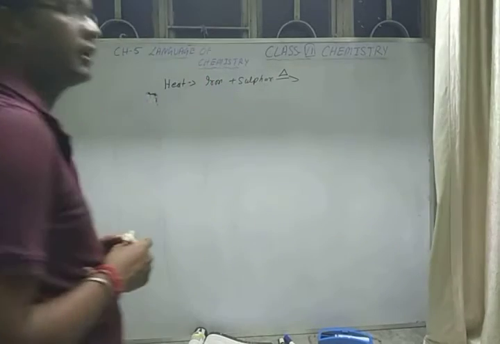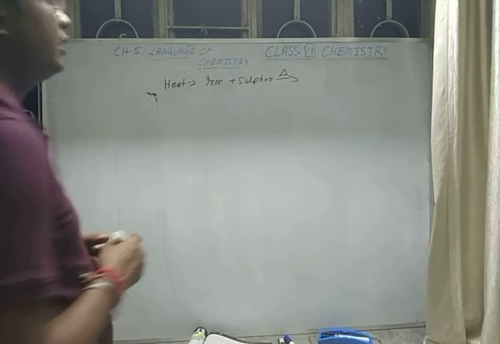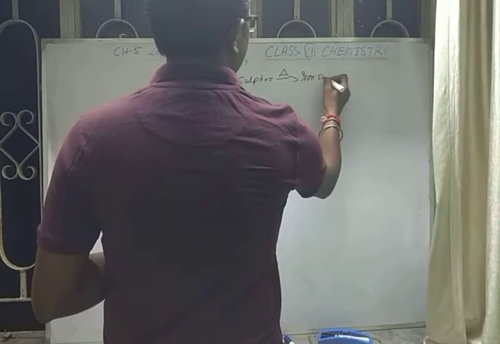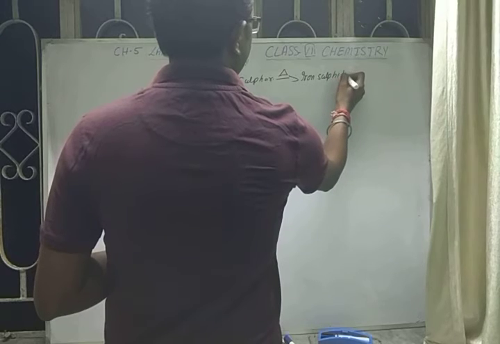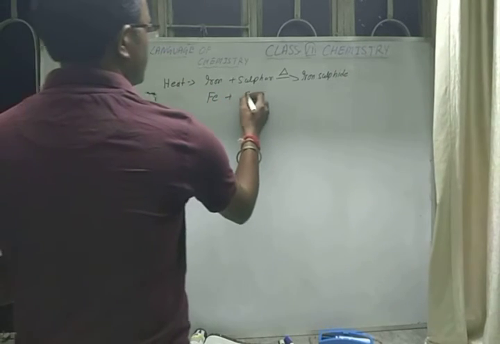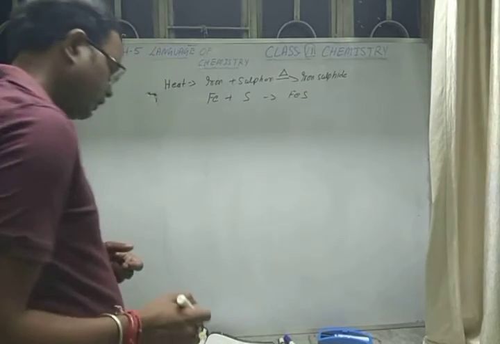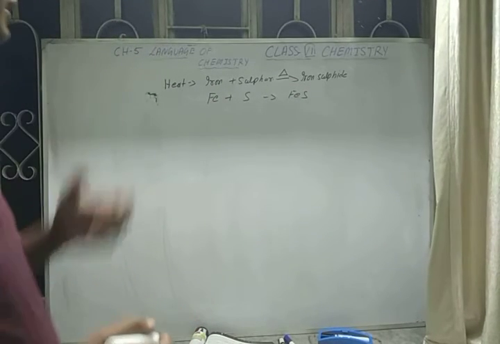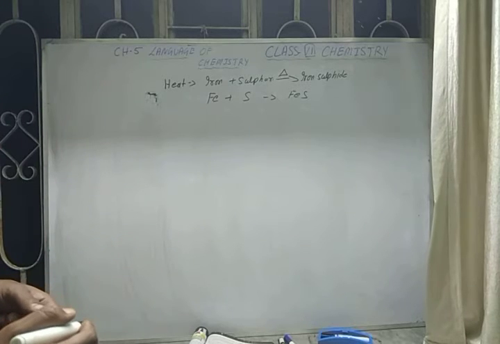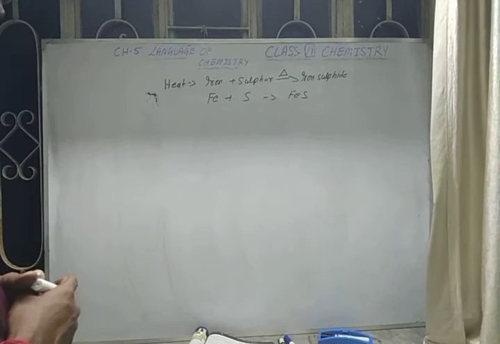the delta sign is a symbol of heat. When you heat, you will get iron sulfide. Okay, that is Fe plus S gives FeS. So on heating only, this sulfur reacts with iron to form iron sulfide. So heat is also required to form the reaction.